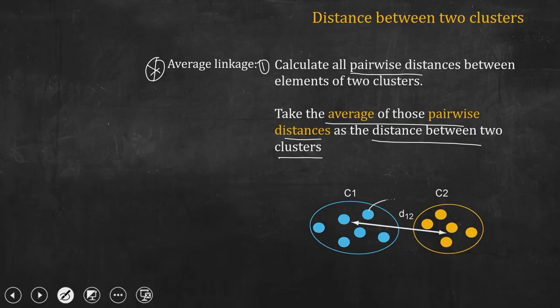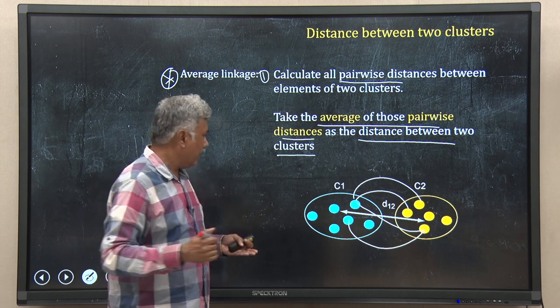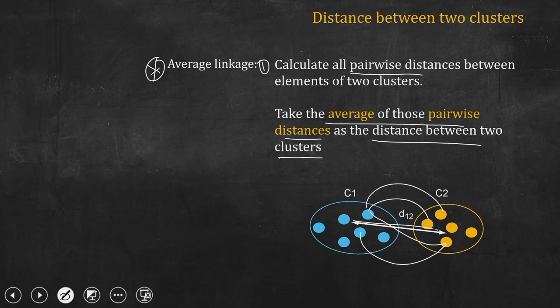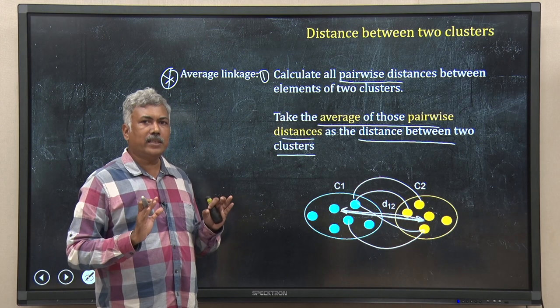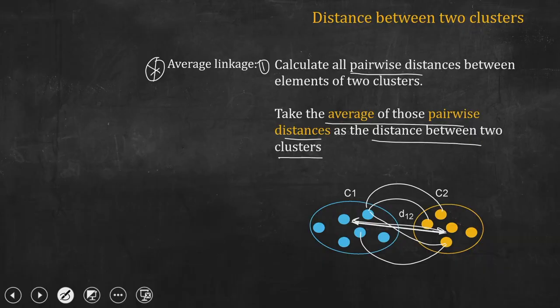So, in this case, what do I have to do? I have to calculate the distance between these, the distance between this one, the distance between this one, all pairwise distances. And then I will make a list or table and take the arithmetic mean of that. And suppose that arithmetic mean is this line, the double-arrowheaded line I have shown. So, that distance is the average linkage, or average distance, between cluster 1 and cluster 2.